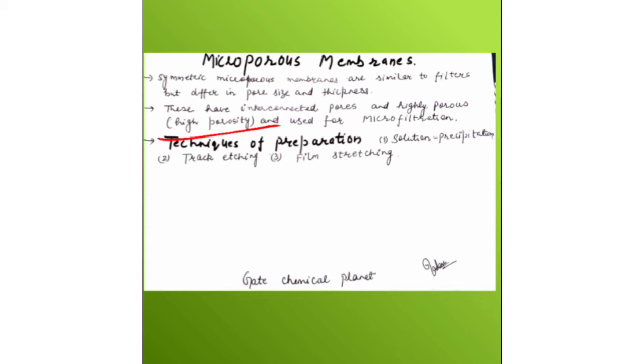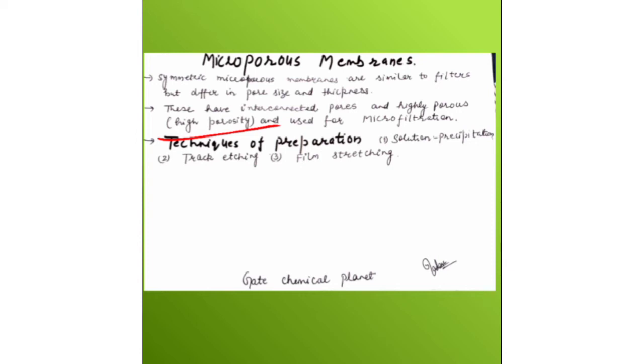So now what are the techniques of preparation of microporous membranes? There are three techniques of preparation of microporous membrane. First is the solution precipitation technique. Second is the track etching technique, and third is the film stretching technique. Okay, so I am not going to discuss these techniques in more detail. If you guys are interested, then I will make a separate video on these techniques.